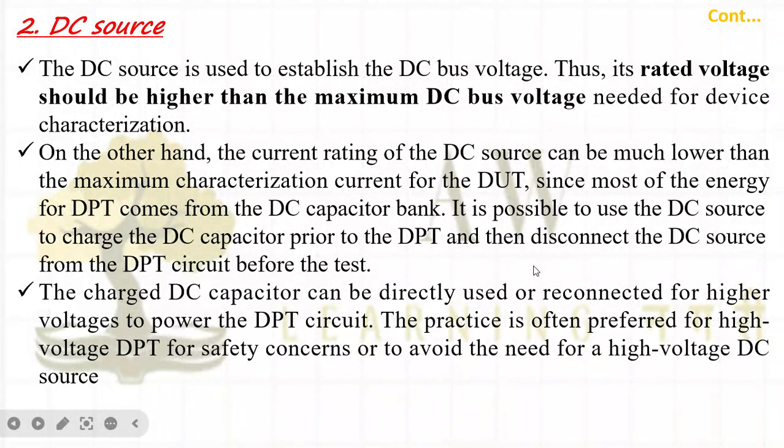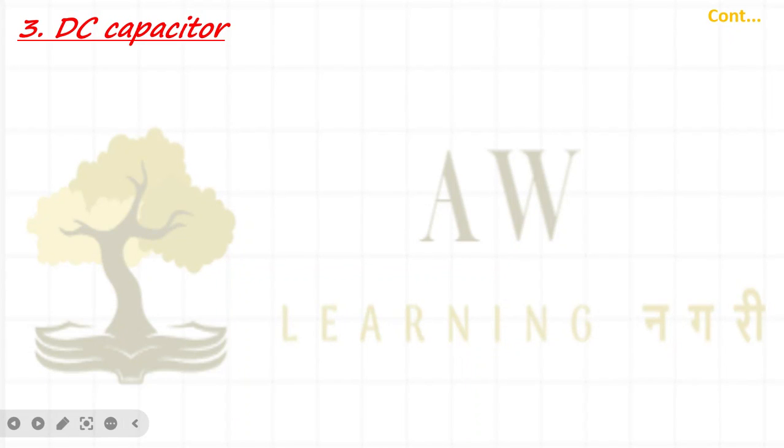Up to this point you should be clear that the DC source voltage should be higher than the maximum voltage of the device you are using under test, and about the current, we need the minimum current. Okay, now we will move forward again. Now we will see the capacitor.